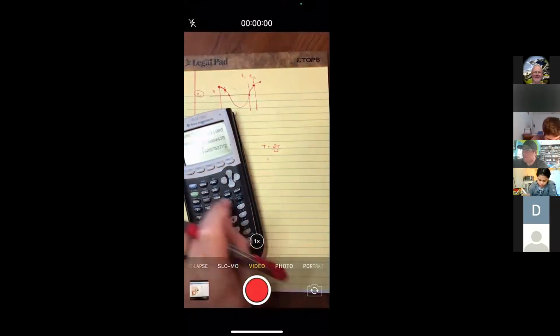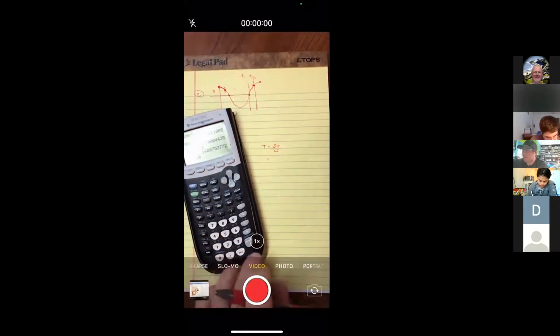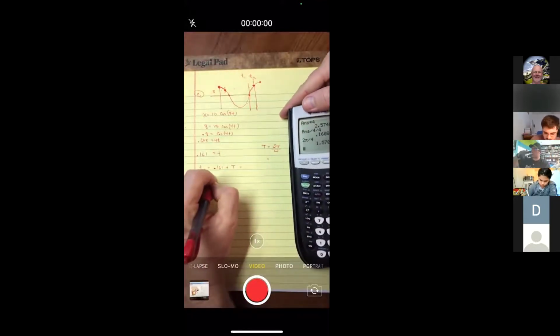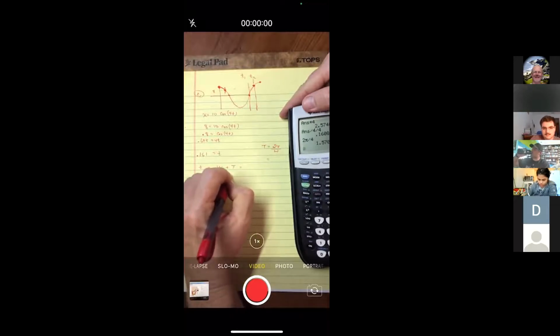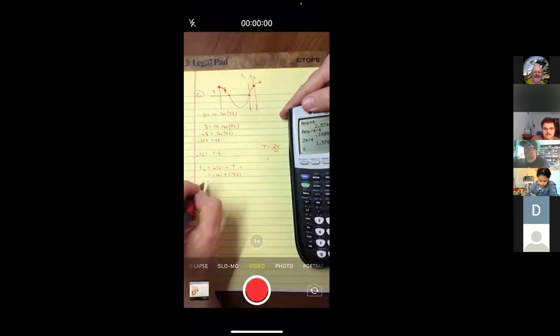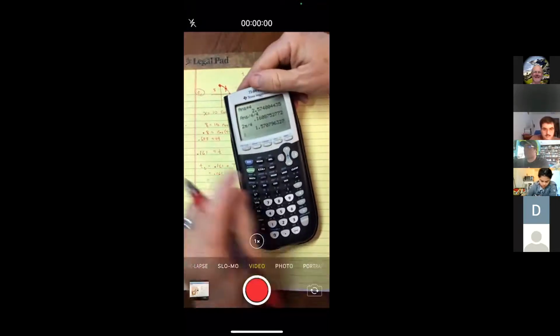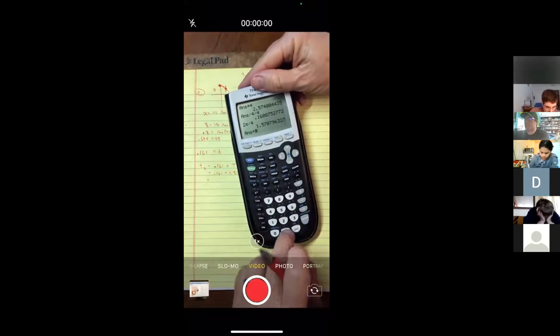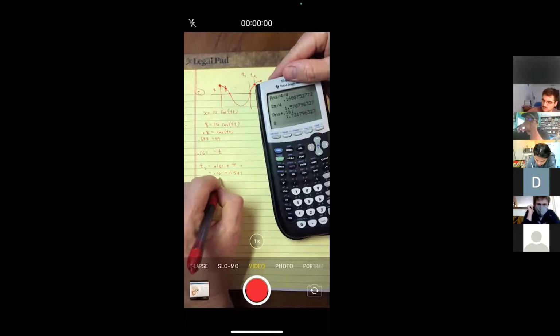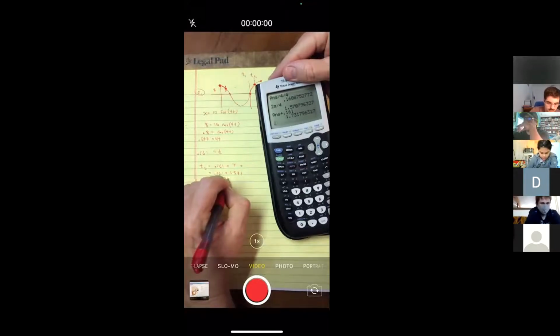So 2 pi divided by 4 is a time of 1.571. So let me add to that 0.616 and get 1.732.